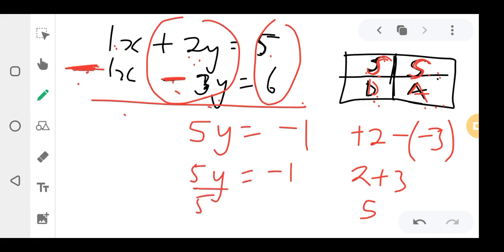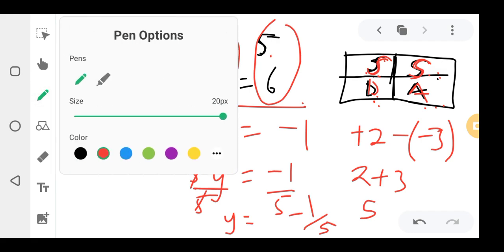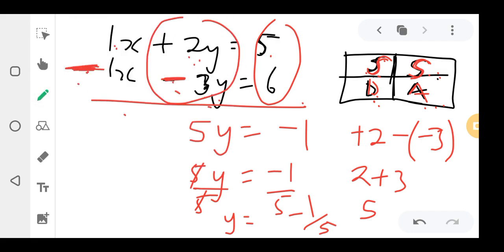So you divide by 5 there. So y is equal to negative 1 over 5. Okay? This is just a sub calculation. Don't get confused. This calculation was just rough work, to understand. So y is equal to negative 1 over 5.